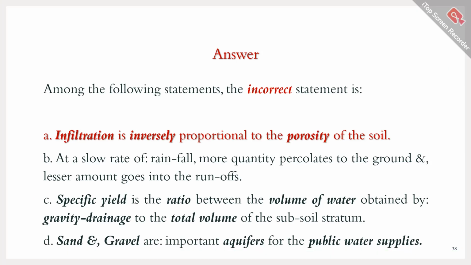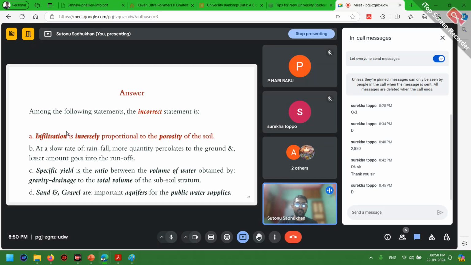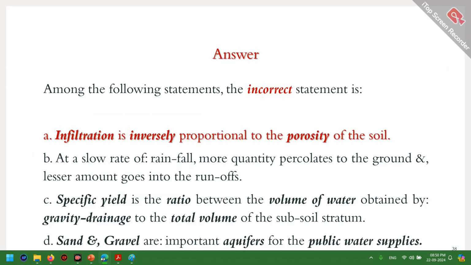A specific yield, the definition is given correctly. So specific yield is the ratio of the volume of water obtained by gravity drainage to the total volume of the subsoil stratum that we just saw in one of the earlier problems. Maybe it was a column matching where we saw, right? So it is also correct.